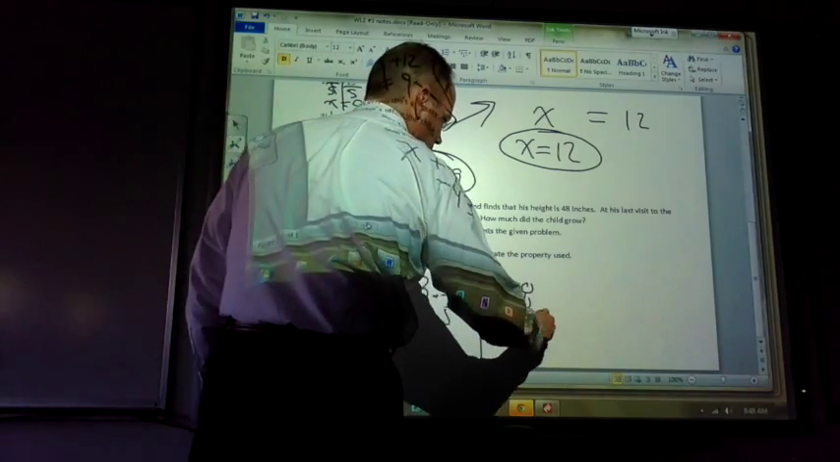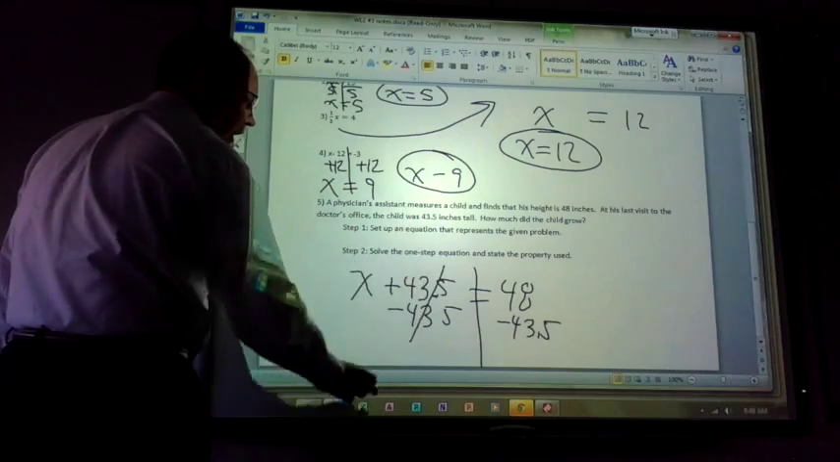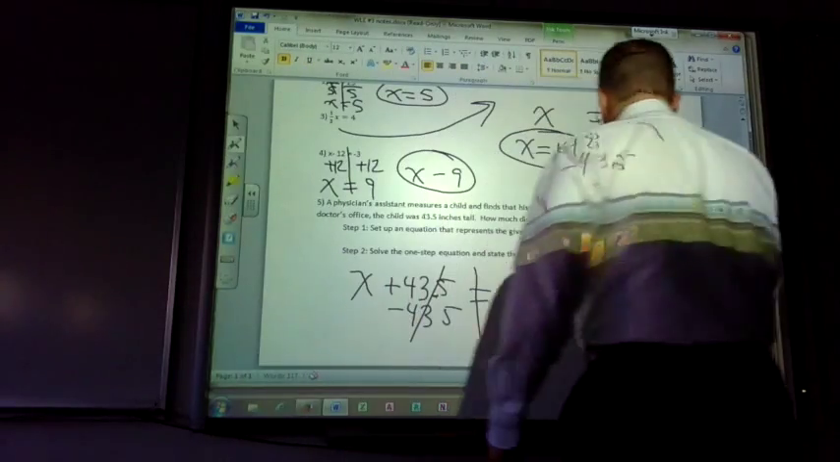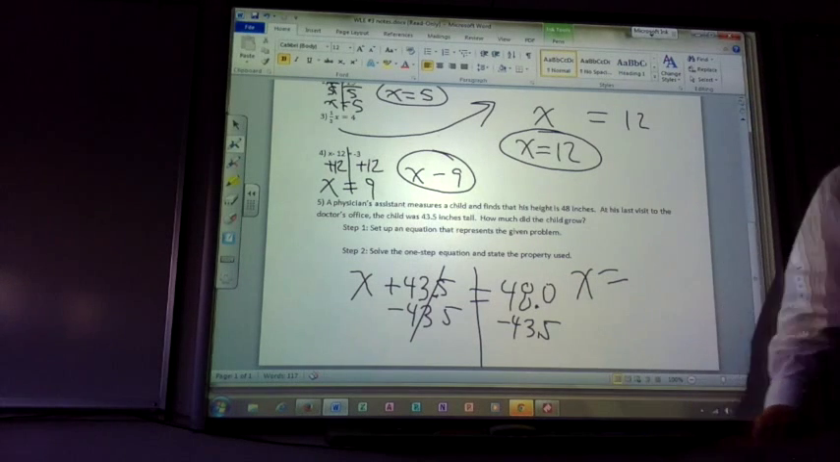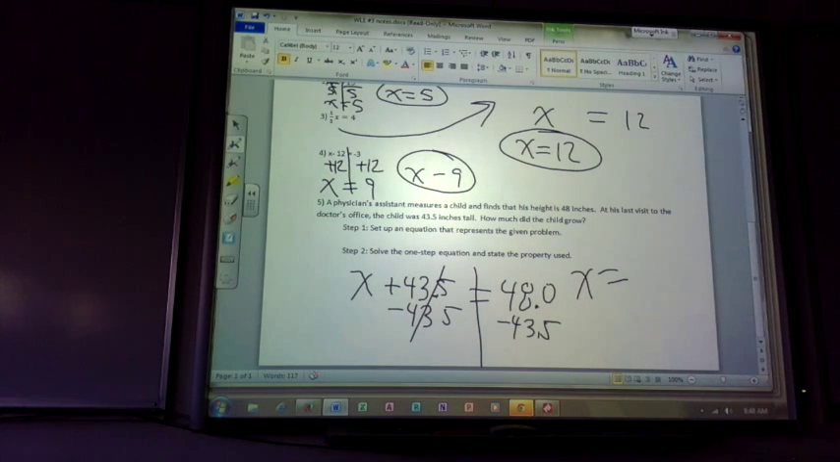Okay, those cancel out easily. So I'm going to find that x is equal to, oh, that's going to be 48.0, right? Can you add a decimal with a 0 at the end? Is 48.0 the same thing as 48?